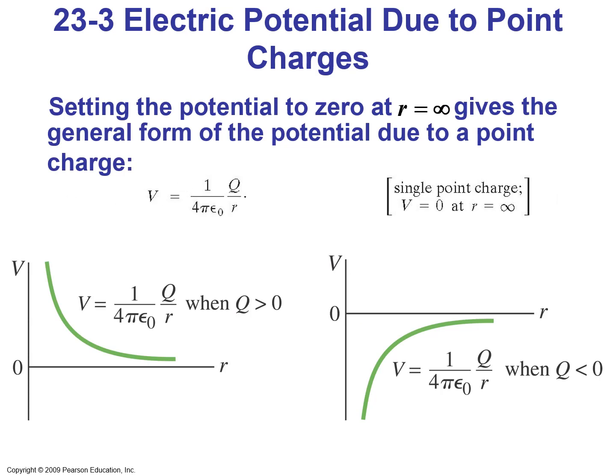Setting the potential to 0 at R equal infinity gives the general form of the potential due to a point charge. V equals 1 over 4 pi epsilon naught multiplied by Q divided by R, and this is with the assumption of a single point charge, and the potential is 0 at R equals infinity.